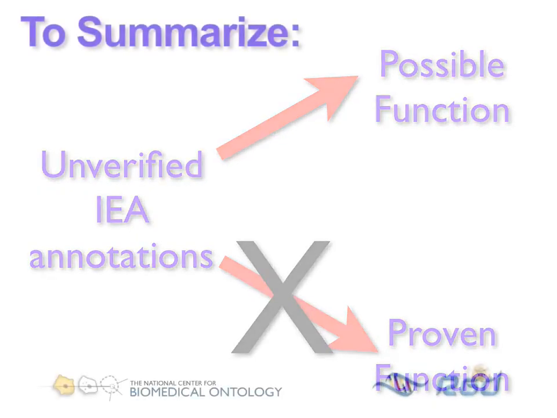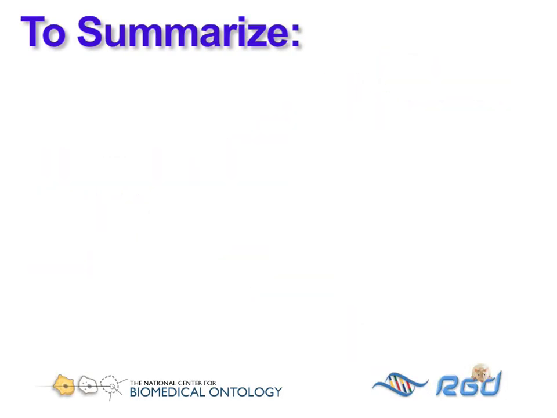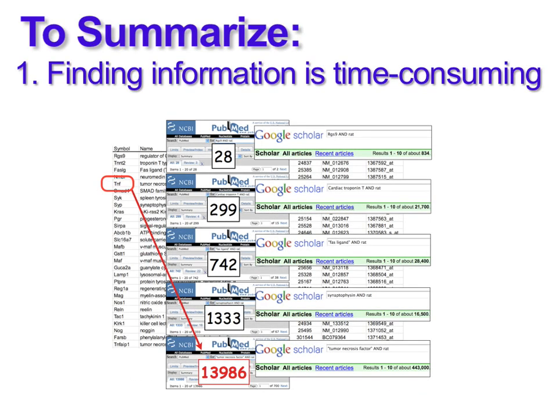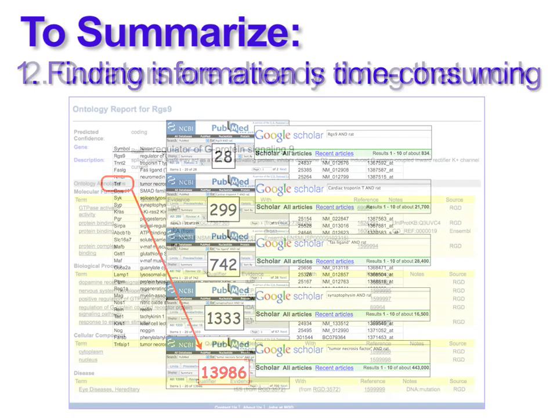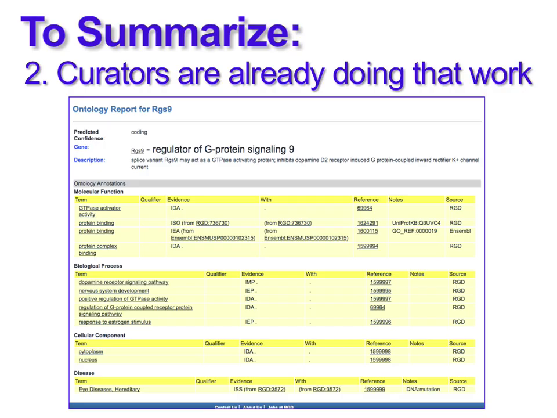So to summarize, here's what we've talked about. As you know, if you've spent any time doing so, finding out information about a gene can be very time-consuming if you have to do all the research yourself. Fortunately, curation teams at databases such as the Rat Genome Database, Mouse Genome Informatics, and the UniProt Knowledge Base are already looking at papers and extracting useful facts from them in the form of ontology annotations.